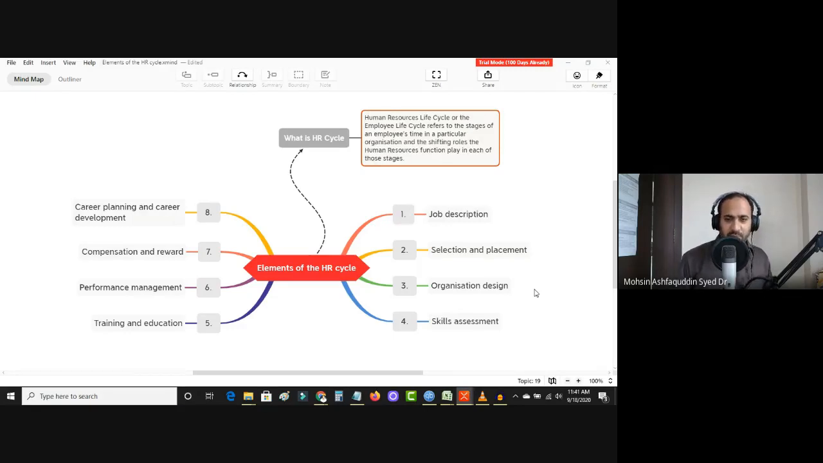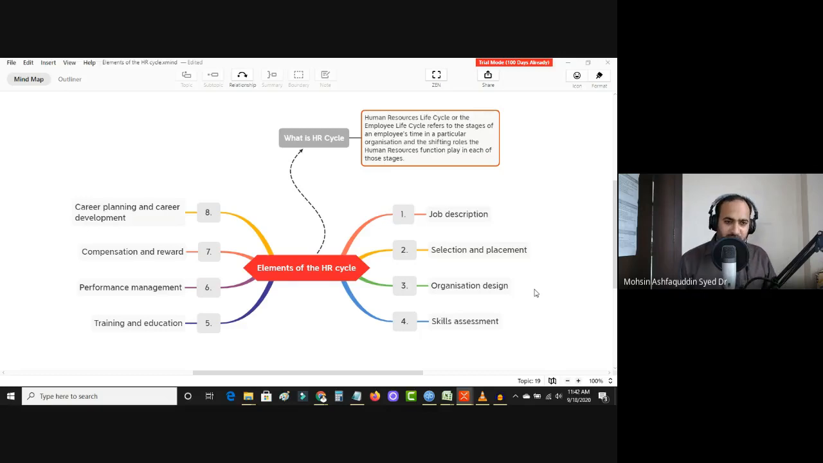Like we have taken the example of pilots. For pilots, skill assessment is done on a very frequent basis, maybe within 6 months, maybe within 1 year. They have to undergo several tests just to ensure that their skills are relevant, the skills are good to perform that task.